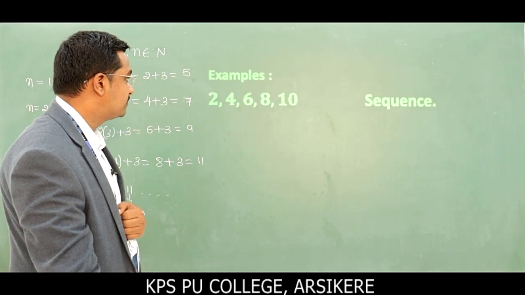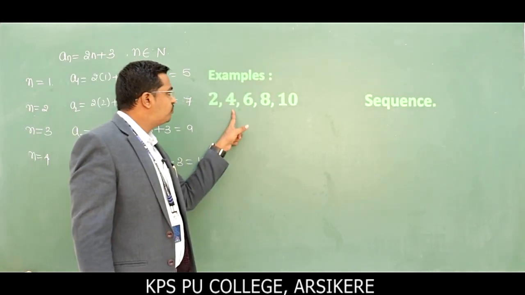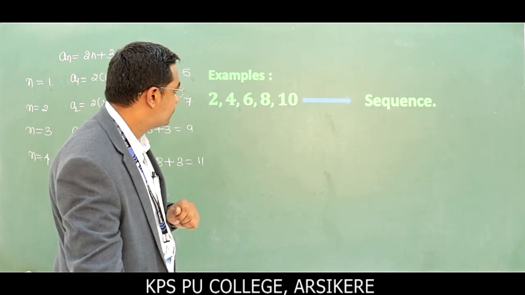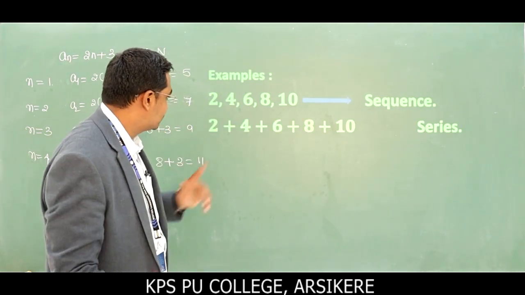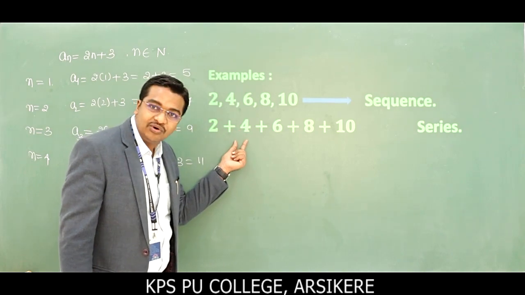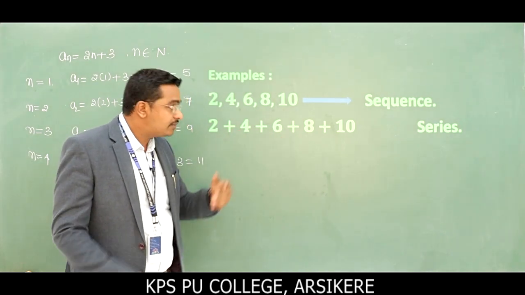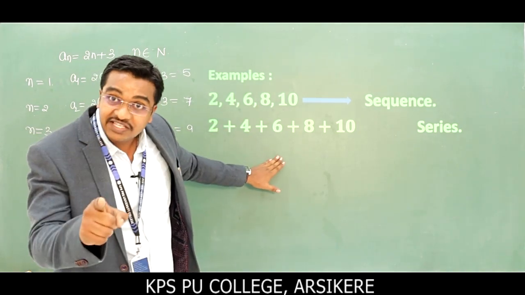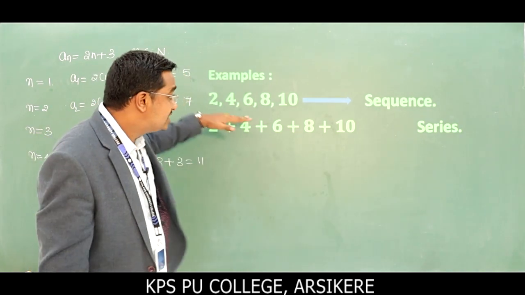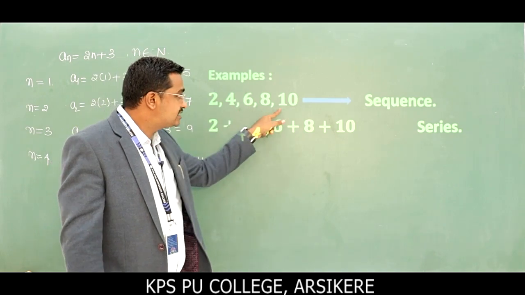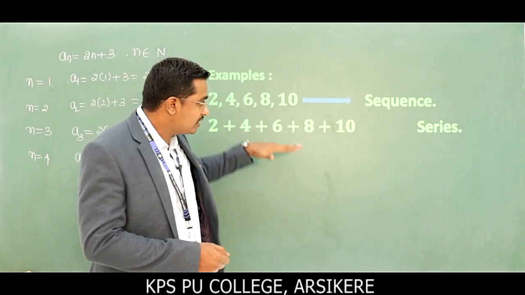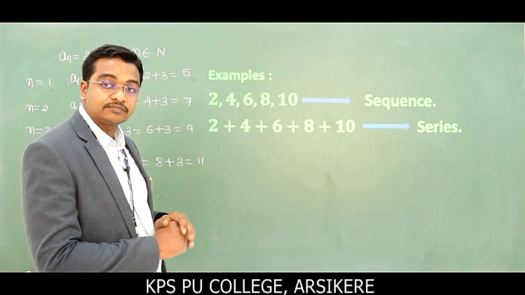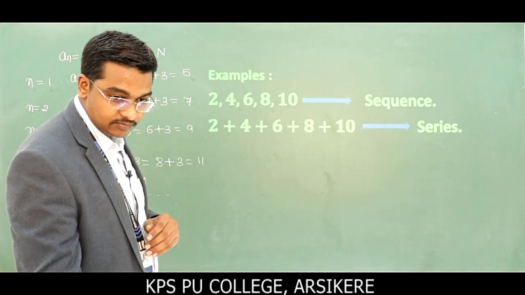And take the example. Here we have the example 2, 4, 6, 8, 10. So this is the sequence. Let's see what the corresponding series becomes: 2 plus 4 plus 6 plus 8 plus 10. This expression is what we call a series associated with the sequence 2, 4, 6, 8, 10. This is the series and that is the sequence. So please note it down.